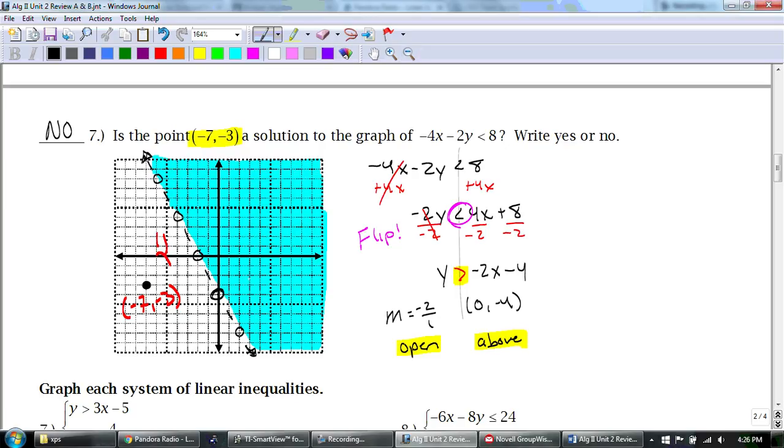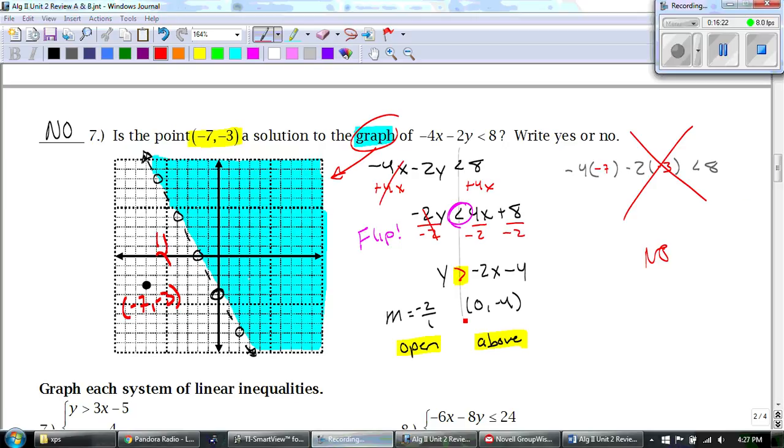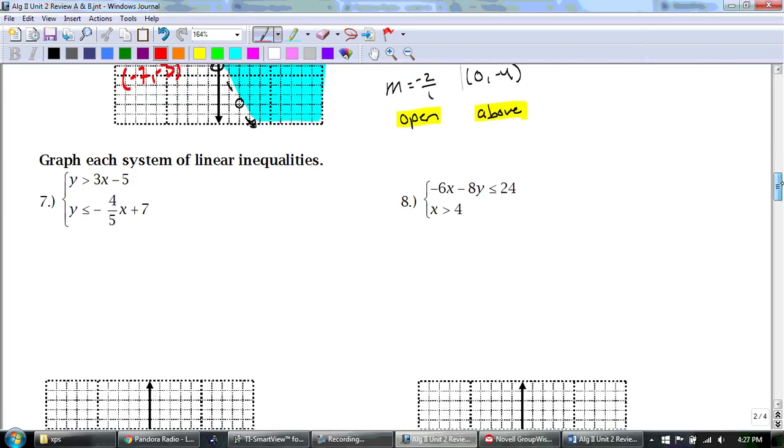Now, I'm curious, did anybody try to plug -7 and -3 into -4(-2) < 8 to see if it was a true statement? Well, you could have done that, but the key word here was to graph. So that's why we did this and not that. If you'd done this, you should have gotten no over here because it's not part of the graphed area. Does that make sense? Okay, let's keep going.